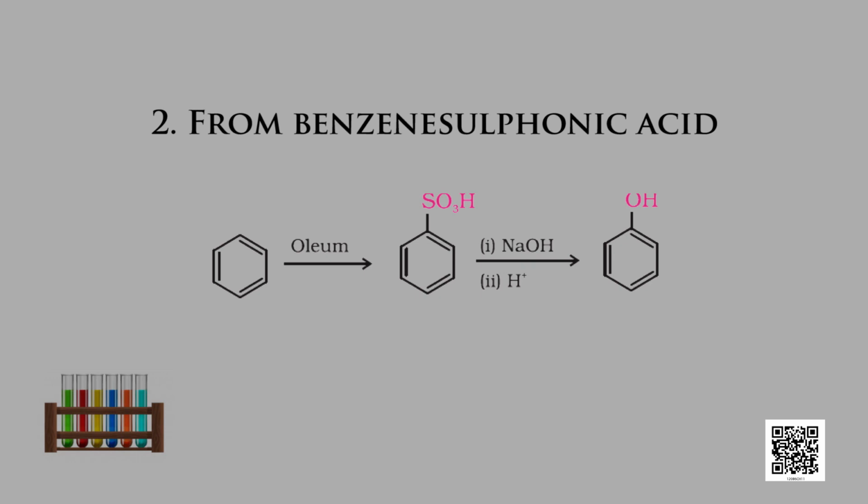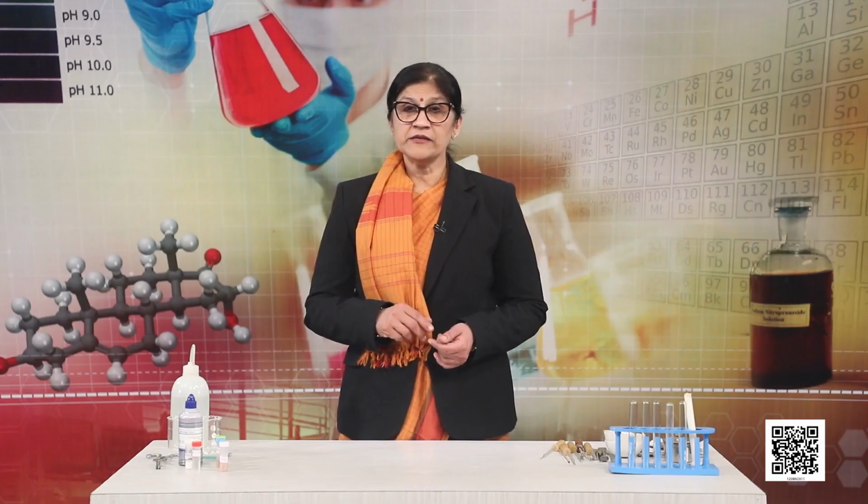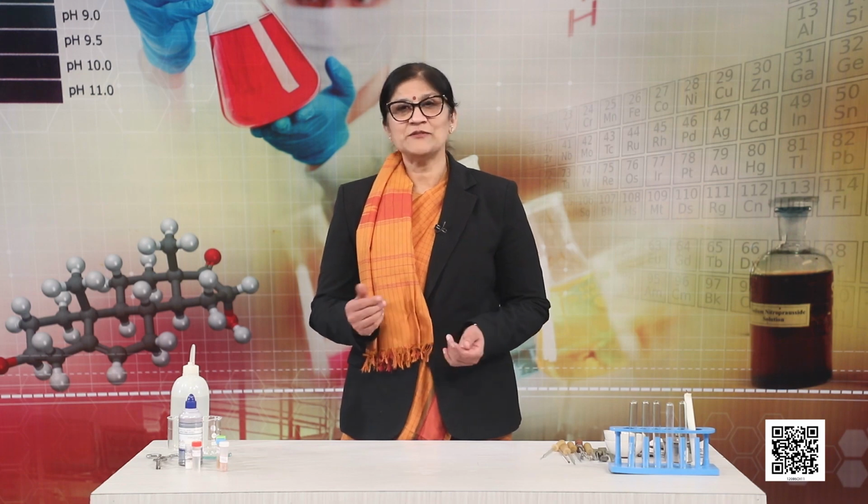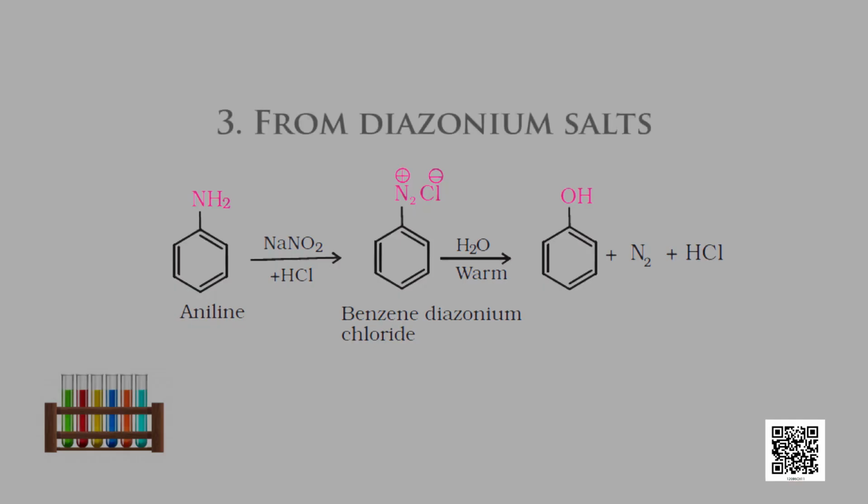Benzene is sulfonated with oleum, and the benzene sulfonic acid so produced is converted to sodium phenoxide on heating with molten sodium hydroxide. Acidification of the sodium salt gives phenol. The third method is from diazonium salts.